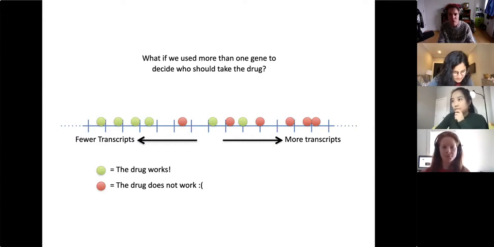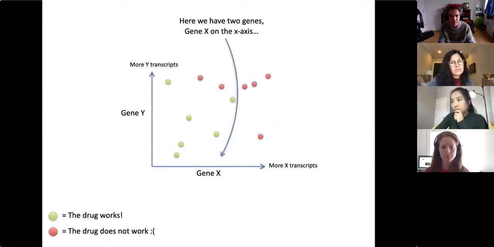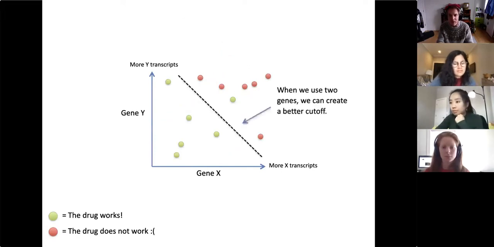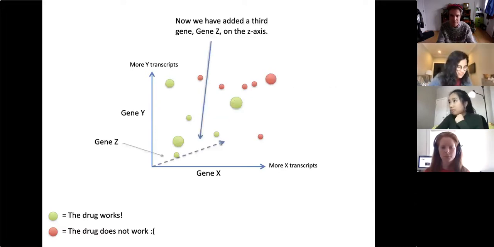What if we used more than one gene to decide who should take the drug? So here we have two genes, gene X on the X-axis and gene Y on the Y-axis. And when we use two genes, we can create a better cutoff. Would three genes be even better? Okay, so now we've added a third gene, gene Z on the Z-axis. Remember, that's the one that's giving us depth.